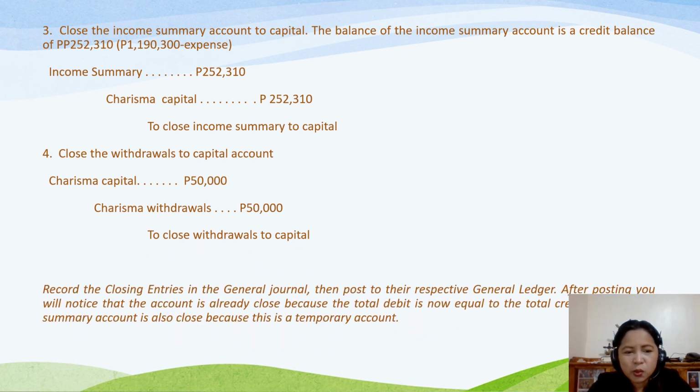Then, the closing entries are also to be recorded in the general journal and then posted to the respective general ledger. So after posting the closing entries, all nominal accounts will have zero balances. So what is left to have balances will be the real or permanent accounts, which are the assets, liabilities, and capital.